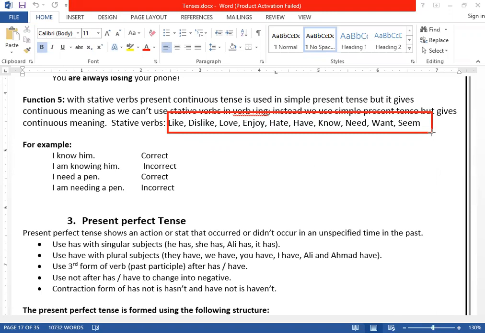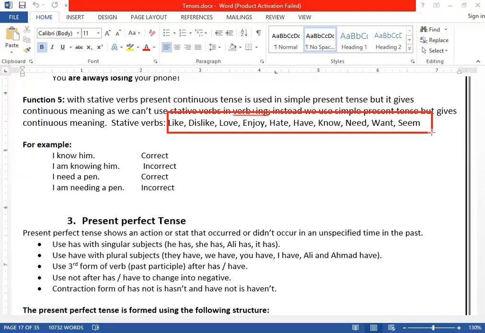How? For example, love is a stative verb. So when you tell someone I love you, something is happening right now, but we don't say I'm loving you. Why? Because love is a stative verb, and a stative verb cannot be used in ing form. It will be used in simple present tense, but it gives you continuous meaning. Like I hate you, I miss you. Like if you say I know you, I believe you, I trust Allah. You trust Allah right now, but we don't say I'm trusting Allah. I remember you, we don't say I'm remembering you.